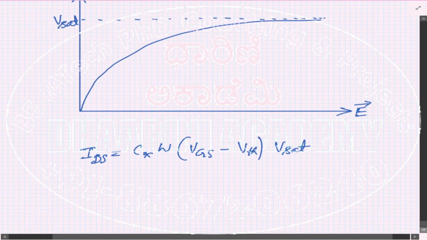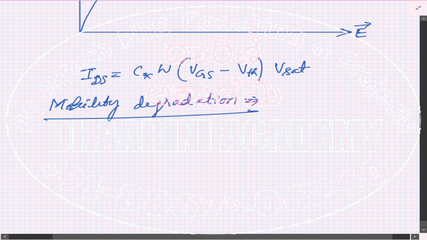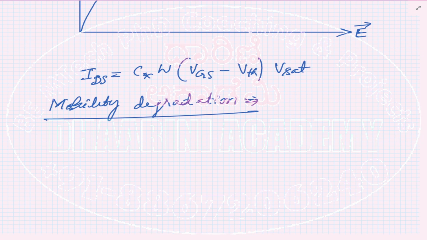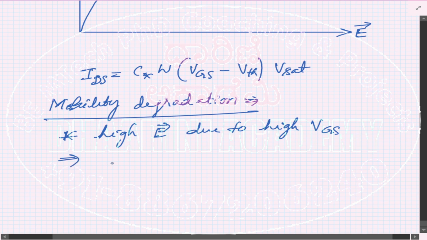Next, we have the effect called mobility degradation. When there is a strong electric field inside the channel because of a large gate-to-source voltage, carriers will scatter. The same point which we have written earlier, I just write in short so that when you read, you understand. High E, indicating a high electric field due to a high value of VGS, implies there is scattering. So this will reduce the mobility. That's all.